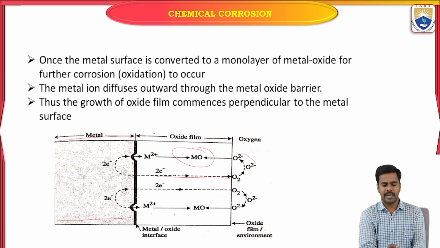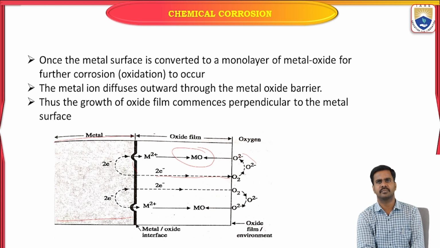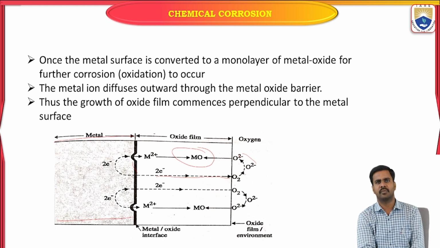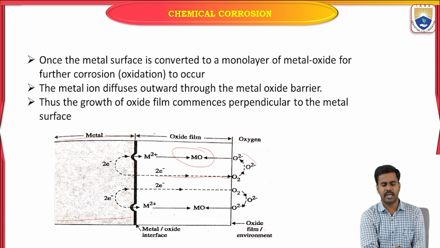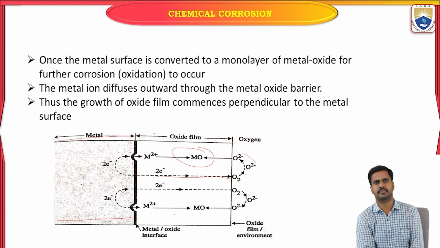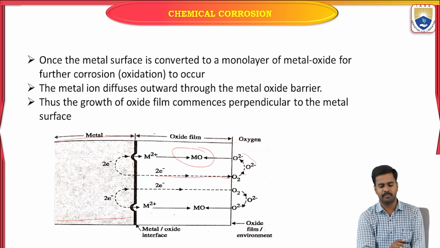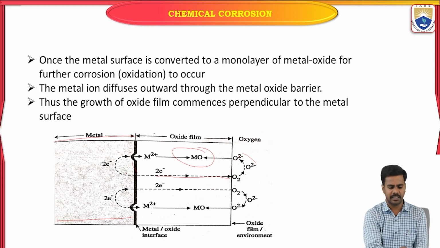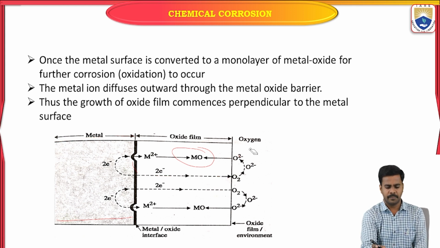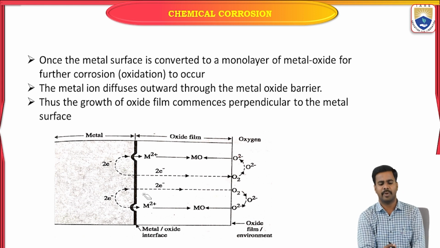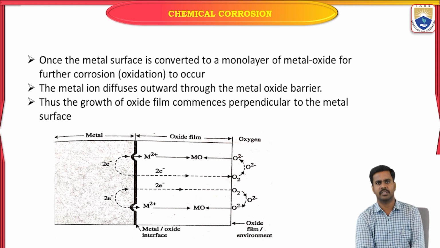So the metal oxide layer will grow perpendicular to the metal surface. So this is a metal oxide film, and this is the metal. So that is the mechanism of dry corrosion.